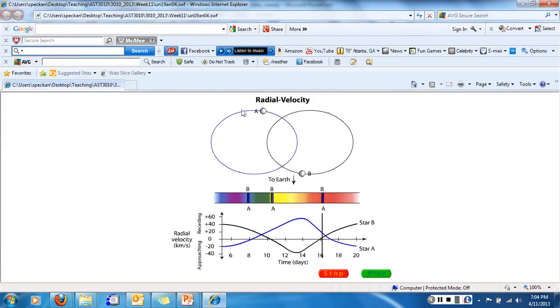I've got star A, it's going around here. If we watch this one, it's going this way, and we can see that it's at rest because it's not moving away from us. Now it's moving away from us, so it's red shifted. Now it's moving this way again, so now it's blue shifted. And all the while, the B lines are doing the opposite thing.